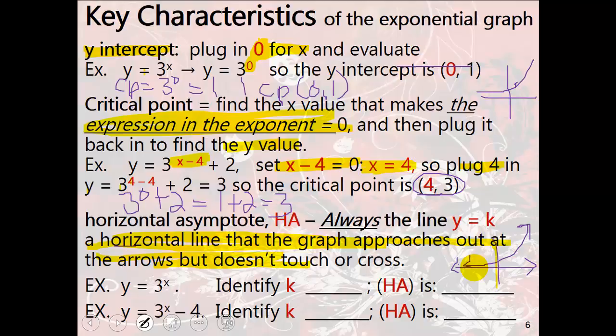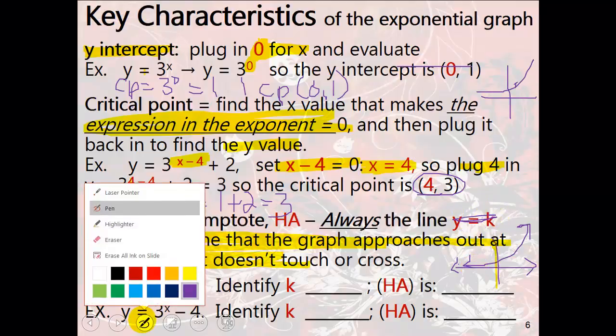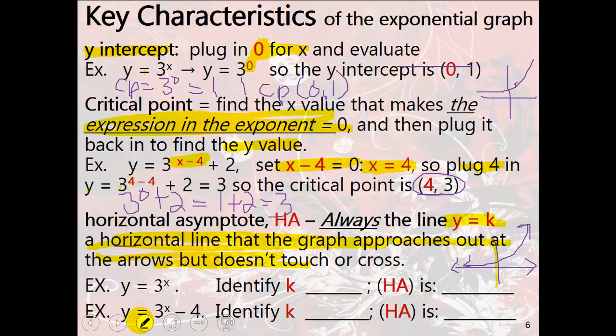So what you want to do is look for your k value, because your asymptote is always going to be the line y equals whatever k is, okay? So in this example, y equals 3 to the x. My k is 0, so that means my horizontal asymptote is y equals 0. Here in this example, y equals 3 to the x minus 4, okay? Notice what k is. Here's your k. So k equals negative 4. So your horizontal asymptote is y equals negative 4.